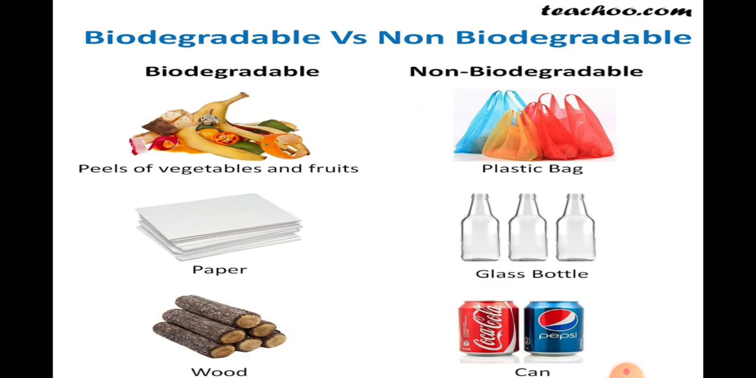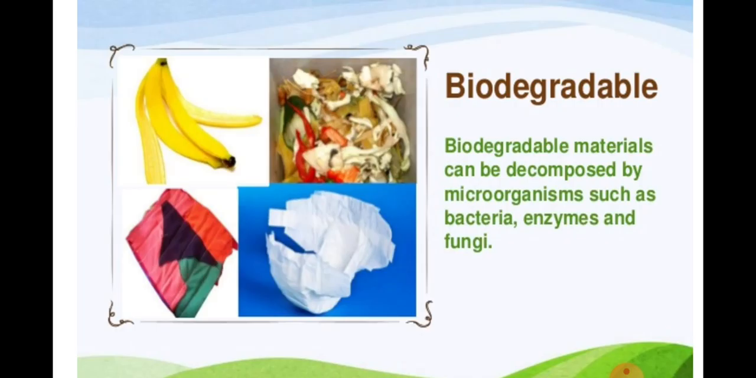Next, before going further, we will discuss biodegradable and non-biodegradable materials. You can see the figures here. In the biodegradable category, the peels of vegetables and fruit are there, paper and wood are also there. And in non-biodegradable, plastic bags, glass bottles and cans are there. Now you can understand that biodegradable materials are those materials which get decomposed through natural processes such as the action of bacteria. So those materials are known as biodegradables.